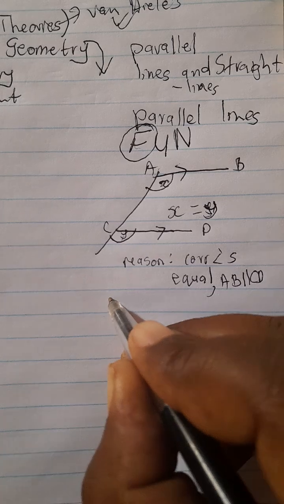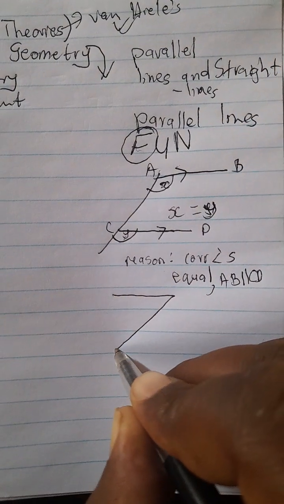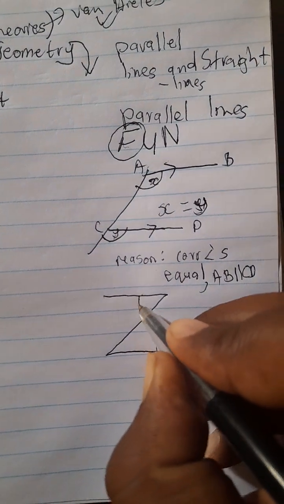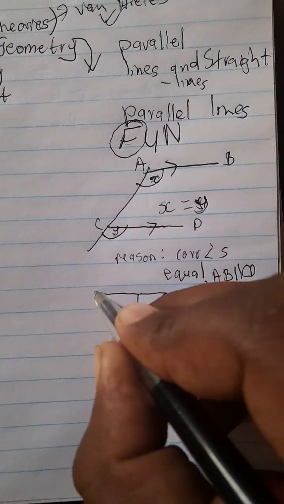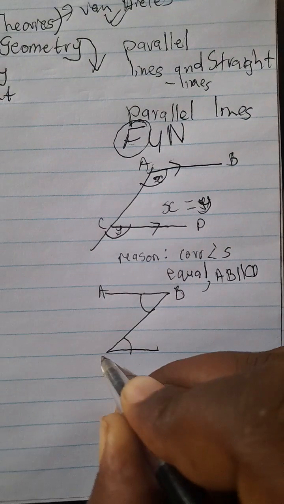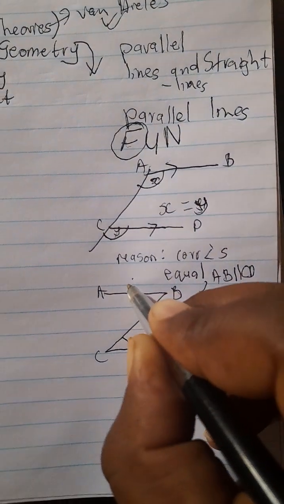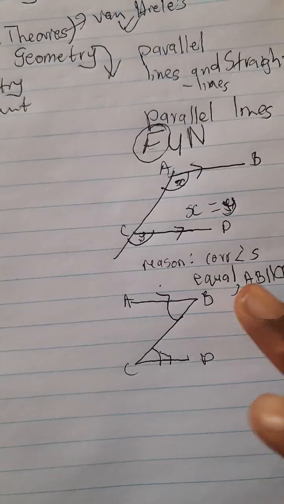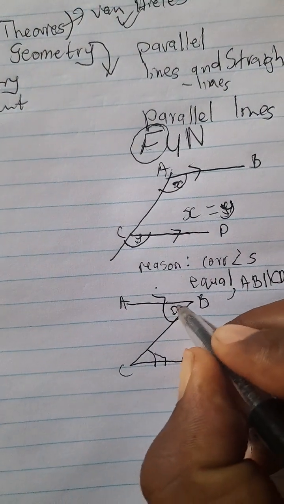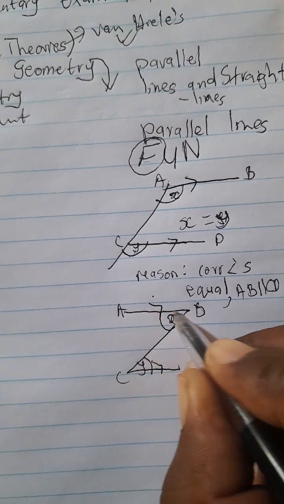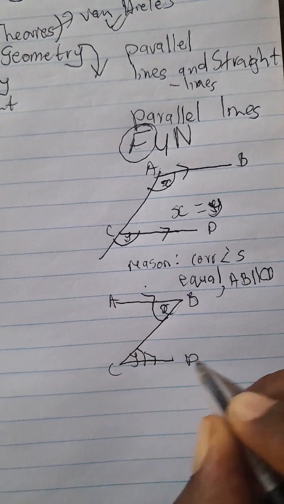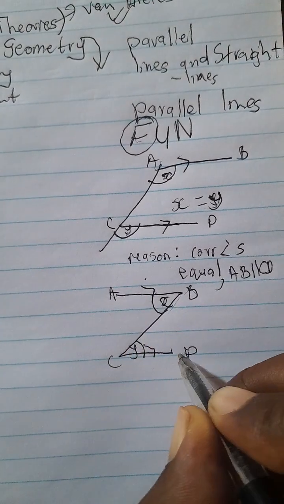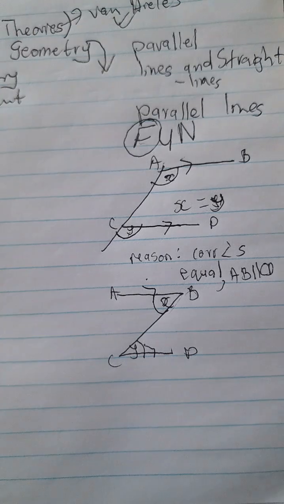Another thing that they can ask you, you will see something like a Z shape or an N shape. When you turn it around, these angles are equal. Let's say it was A, B, C, D, and these were the parallel lines. So let's say this was X and this was Y. Once it forms a Z shape or an N shape, you can see in this manner it looks like an N, but when you look at it in this manner it looks like a Z shape.